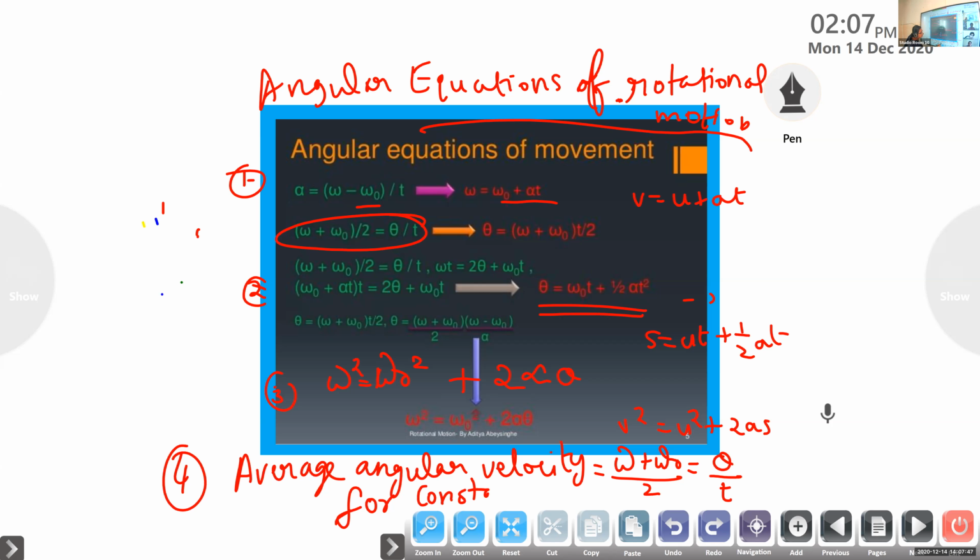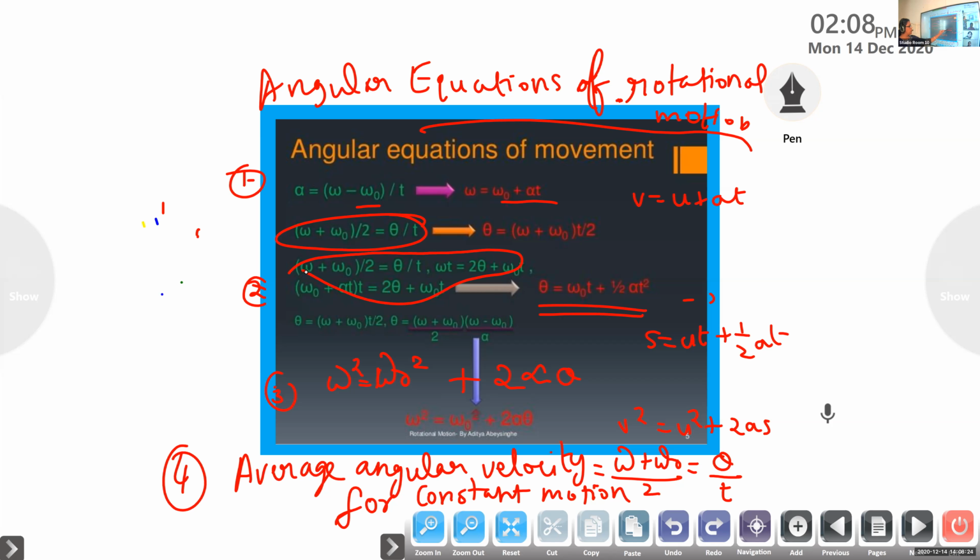constant motion. Suppose the rotational motion is moving with the same velocity without changing, then we can find out final velocity plus initial velocity by 2. That is actually equal to theta by t, like in linear motion, displacement by time. So this is that equation. Using that equation only, we get all these equations.